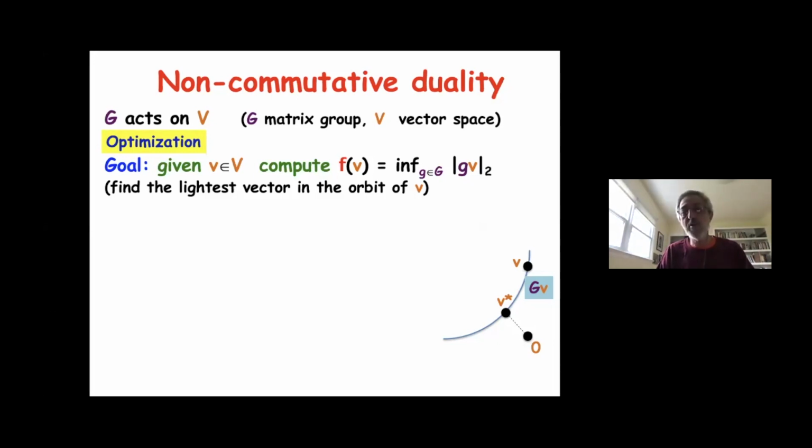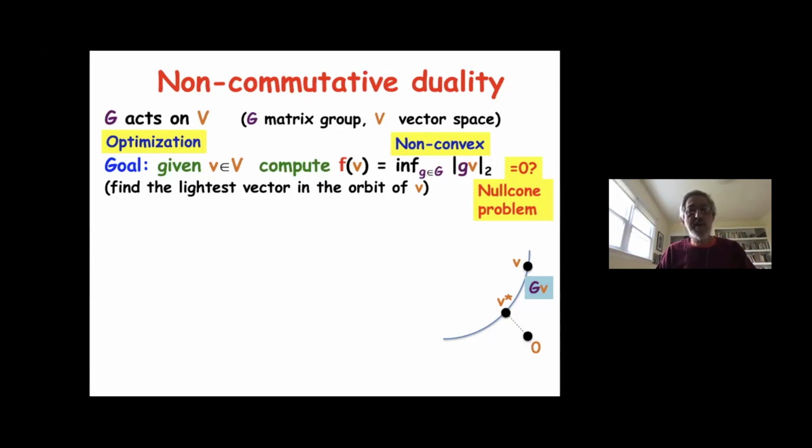In particular, we know that, although it's a non-convex problem, I mentioned that the answer will be 0 if and only if v is in the null cone. And we saw that solving null cone problems is interesting. We saw many examples. So, okay, how do we solve this optimization problem? Now, G is a general group. It doesn't have to be a product or anything.